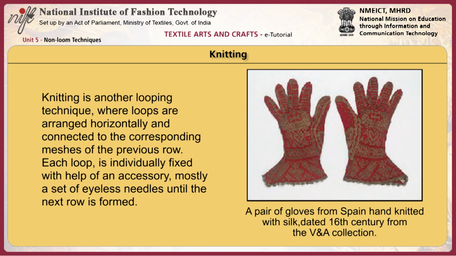Knitting is another looping technique where loops are arranged horizontally and connected to the corresponding meshes of the previous row. Each loop is individually fixed with help of an accessory, mostly a set of eyeless needles, until the next row is formed. The earliest known pieces of knitting were discovered in Arabia, dating back to the 7th century AD. The work is extremely sophisticated and resembles the patterns of carpets and tiles of that time.